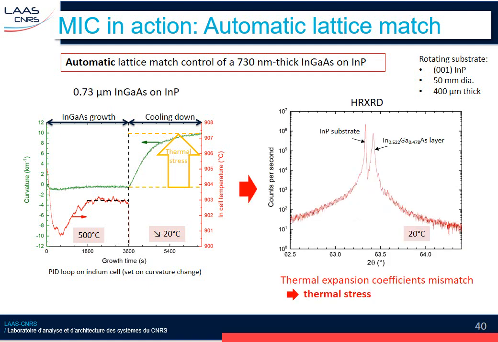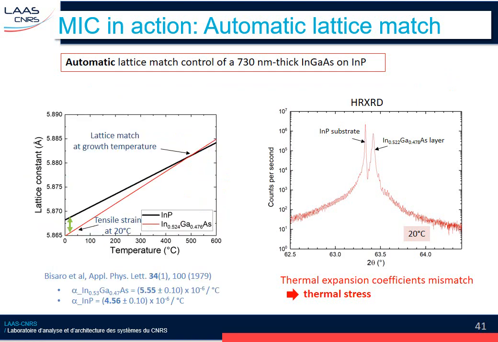If you look at the X-ray of this structure, you can see two clear peaks: the peak coming from the indium gallium arsenide and the peak coming from the indium phosphide substrate. So we are facing an issue, which is that the thermal expansion coefficients are not the same for gallium indium arsenide and indium phosphide. This thermal stress means that at room temperature the lattice parameters are not aligned anymore.